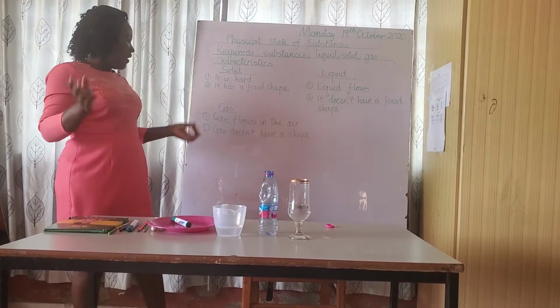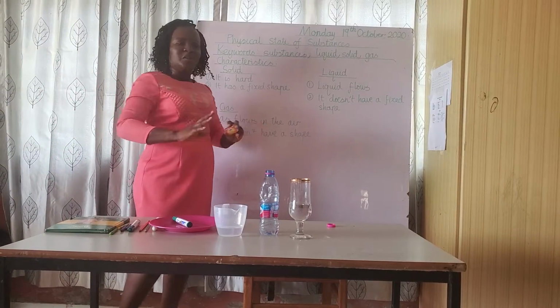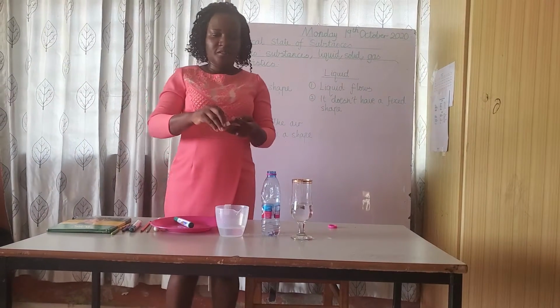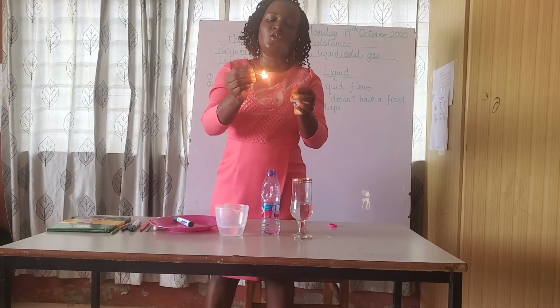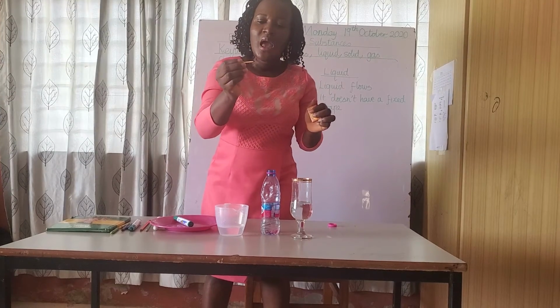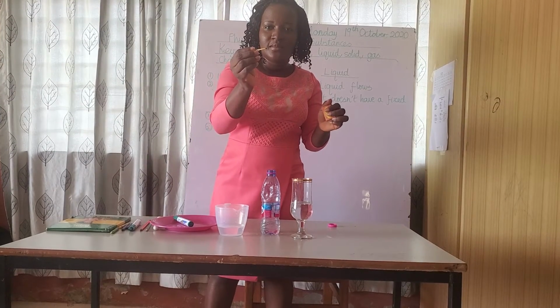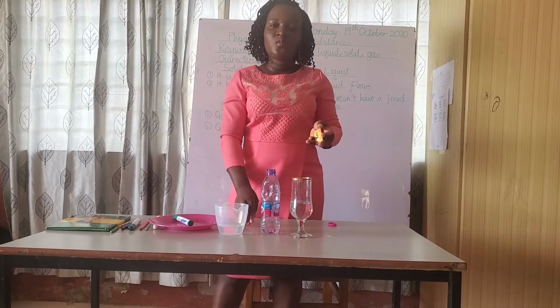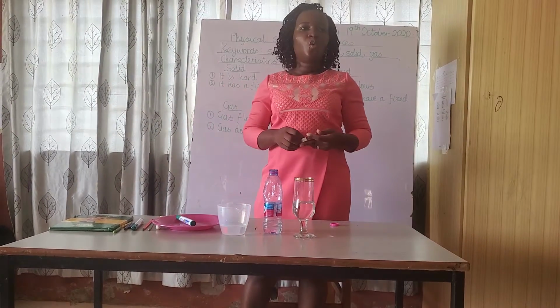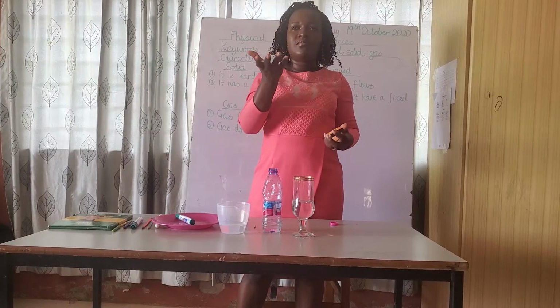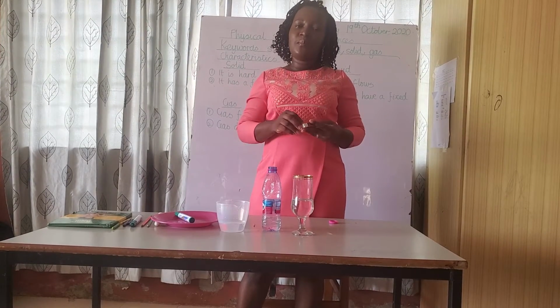Gas flows in the air. Gas doesn't have a shape. This is my matches. Let me light it, and then I'll show you what gas is. Have you seen the smoke coming out? The smoke is gas. So smoke is an example of gas. When your mommy is cooking, the vapor, the steam that comes up is also an example of gas.